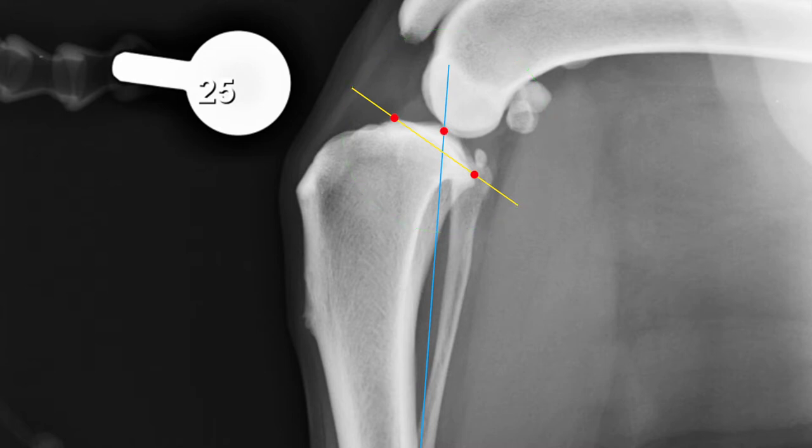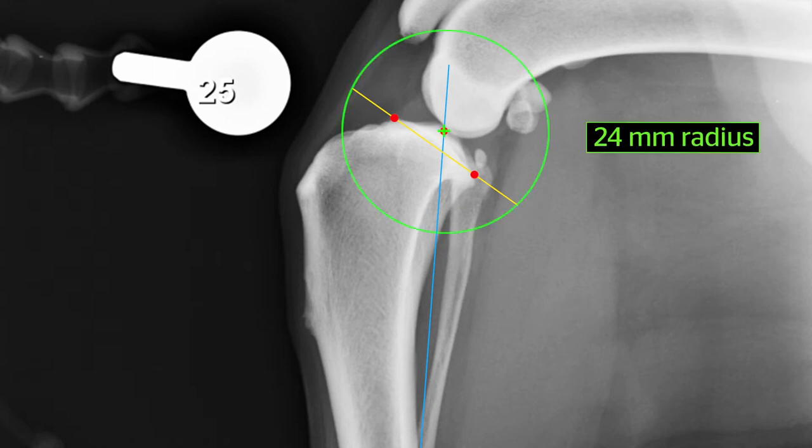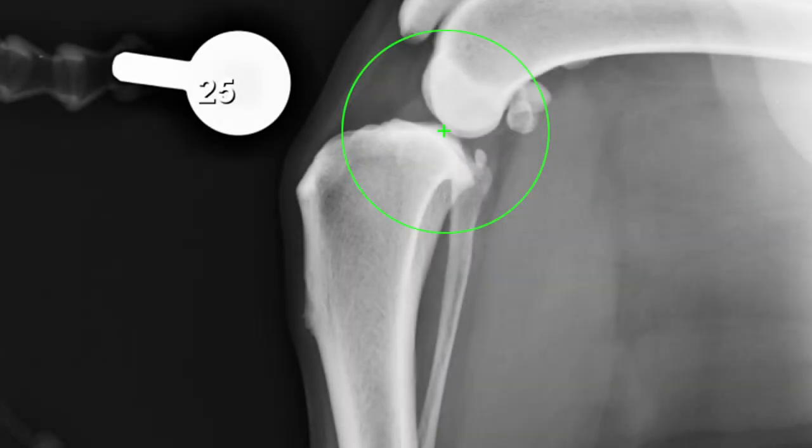In a typical retriever-sized patient, planning begins with a 24mm radius osteotomy template. Center the osteotomy at the point dividing the intercondylar tubercles, the proximal tibial mechanical axis point. Evaluate the osteotomy size by ensuring that the osteotomy avoids the articular surface and tibial attachment of the cranial cruciate ligament.